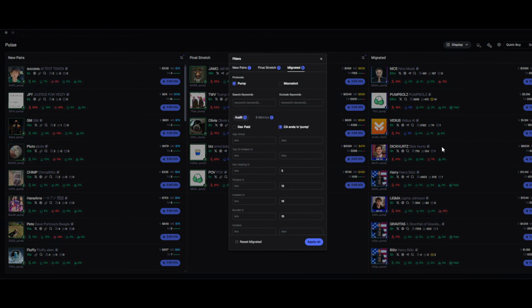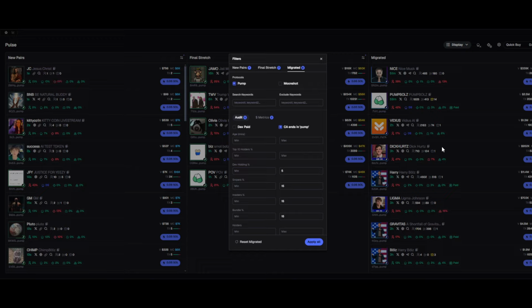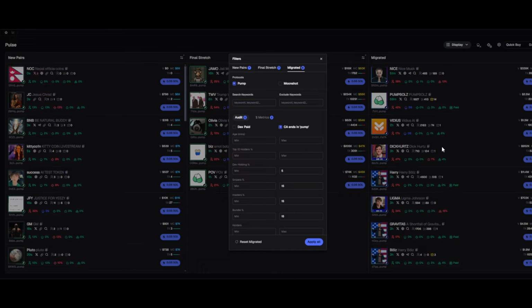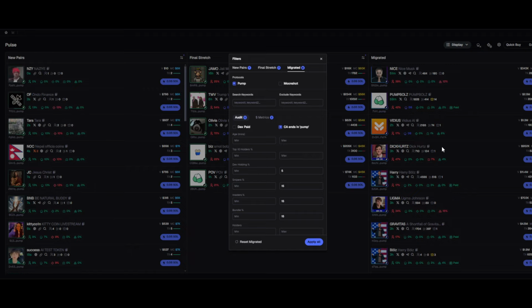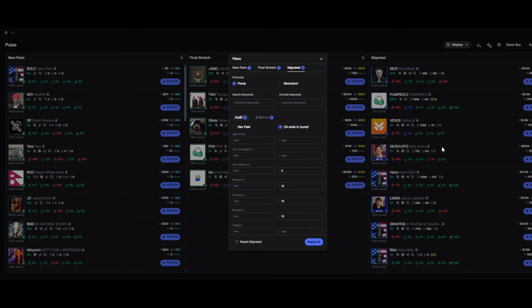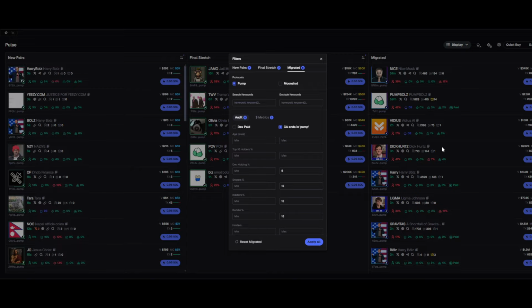And just so you know, you need to have patience. When you set your filters, you're not going to find something instantly most of the time. It just depends how busy the meme coin market is at the time. Some days you might be waiting half an hour or hours until you find a good coin. Some days you might find a good coin within 5 minutes, maybe 30 seconds, right?